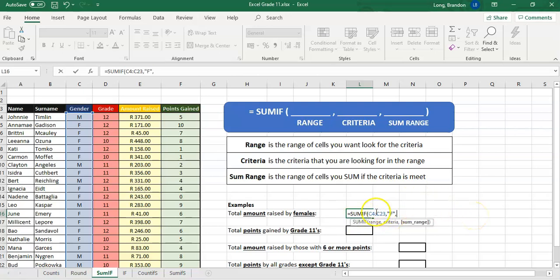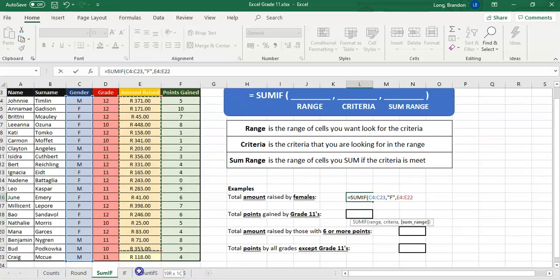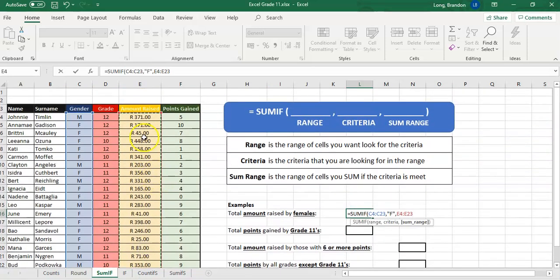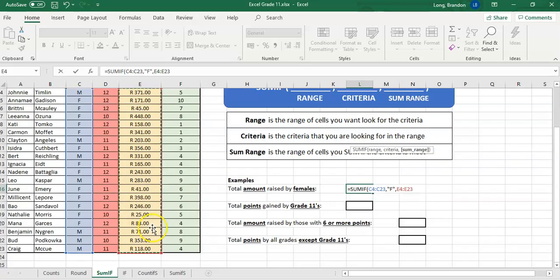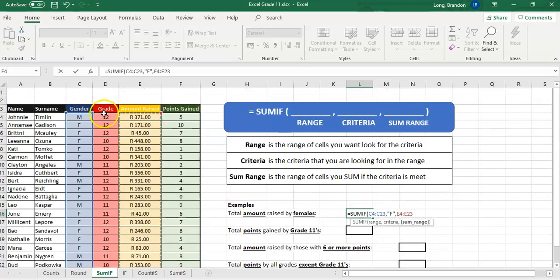Comma. If we find an F in the blue block, what must we do? We must sum whatever's in this block here. So I'm going to drag it down here, so it selects all the cells that are equivalent there. Now there should be a match with regard to the ranges.